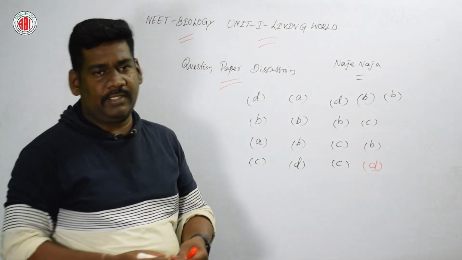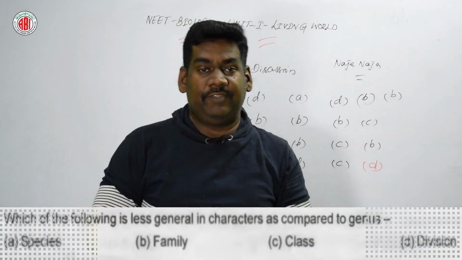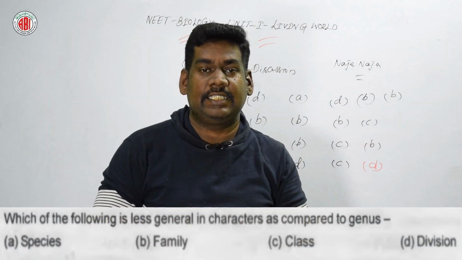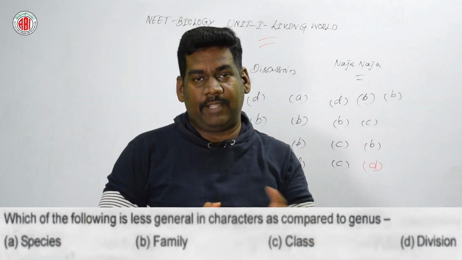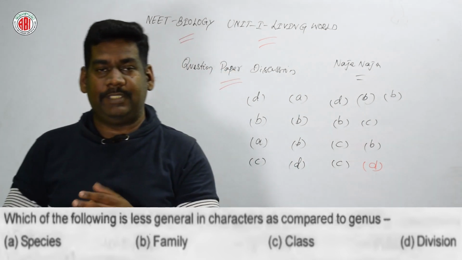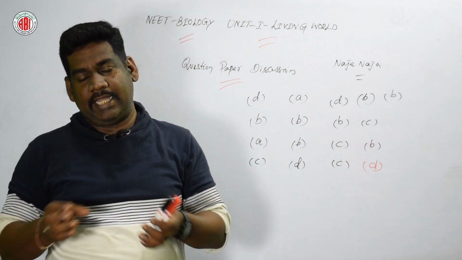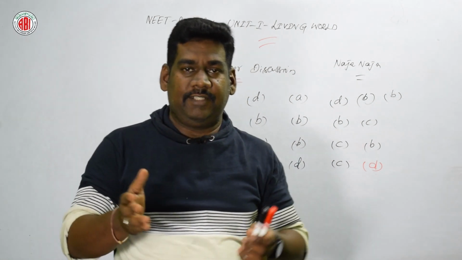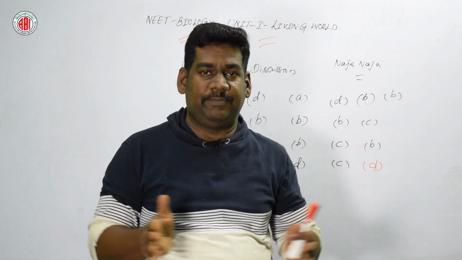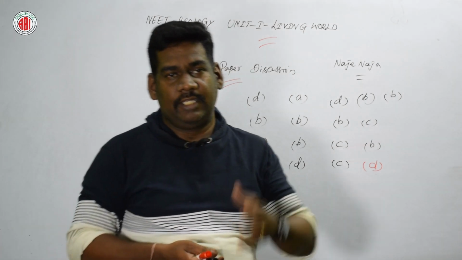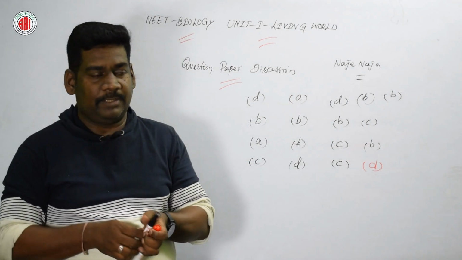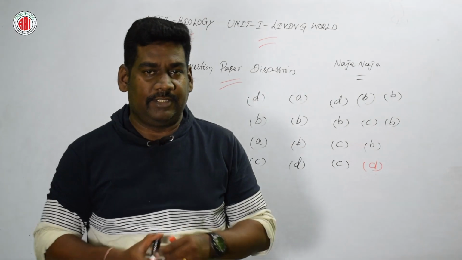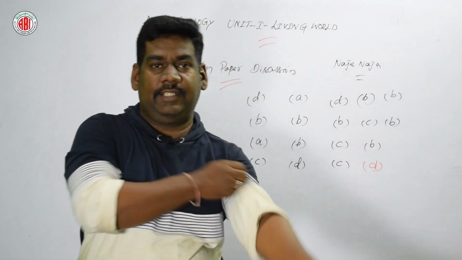Now let us go for the next question. So the next question is, which one of the following has least similar characters? Family, class, genus and species. Least similar characters we can find in the class. The rest of them will have minor differences between the characteristic features. So the right answer for this question is option B. So option B is the right answer for this question. Okay, now let us go for the next question.